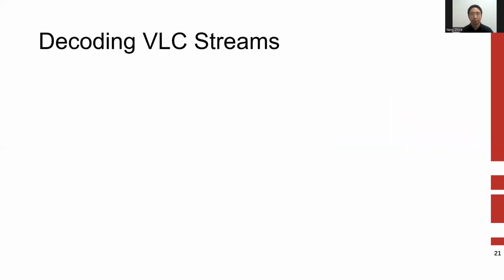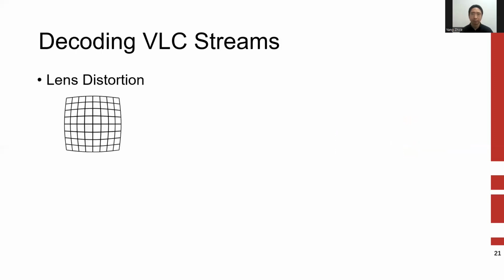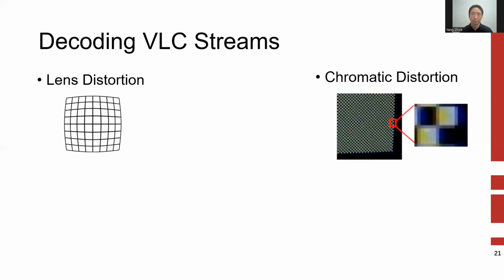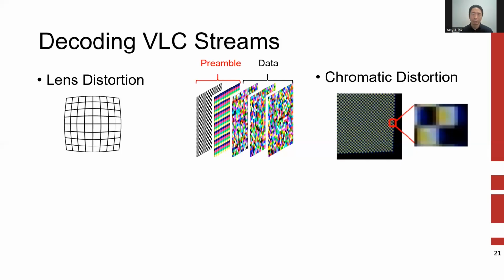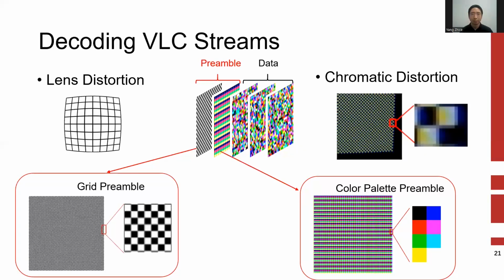To decode VLC streams, the first step is to determine the location of color blocks. In practice, 2 types of distortions complicate the task. The first one is lens distortion. Pixels bend out from the center of the image. The other one is chromatic distortion. Different colors bend differently in the captured image. To calibrate these distortions, we introduce preamble frames before the data frames. The grid preamble is like a black and white chessboard to help us localize actual block locations. And the color palette preamble allows us to calibrate the color channels. Then the color blocks can be precisely localized and the bits can be extracted.